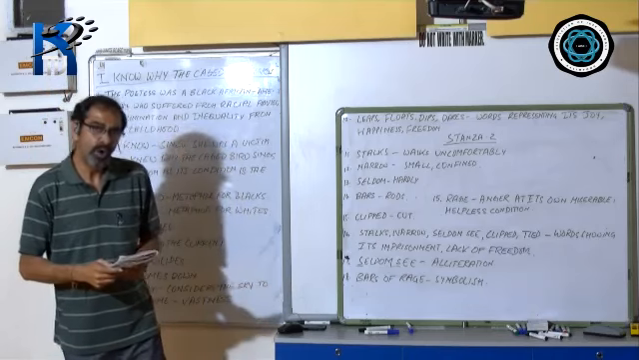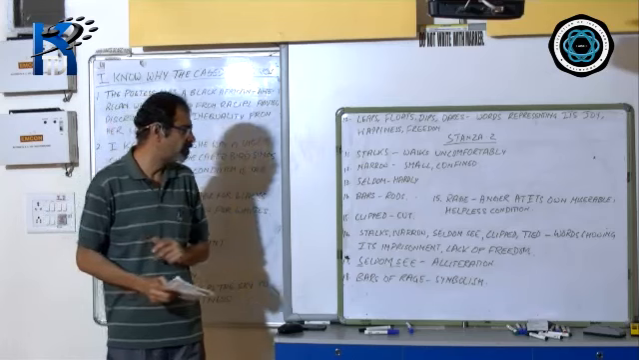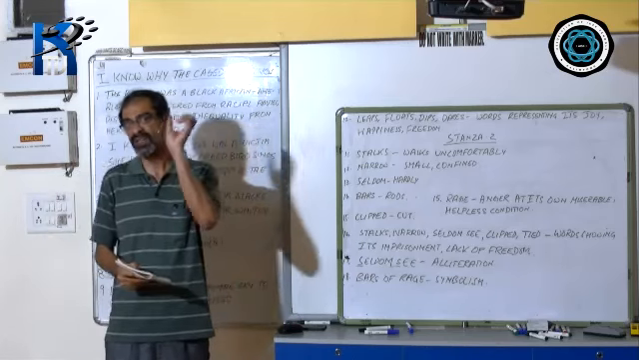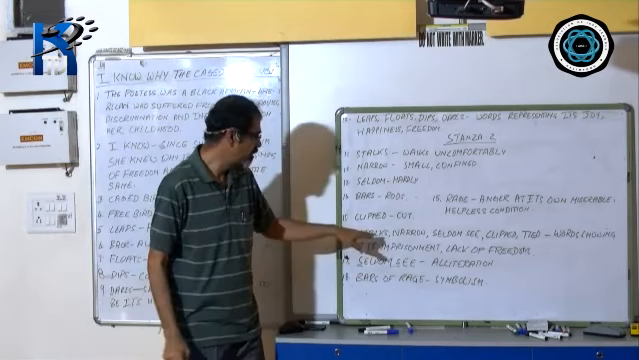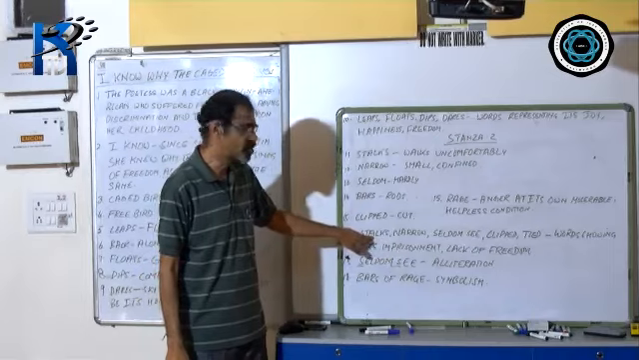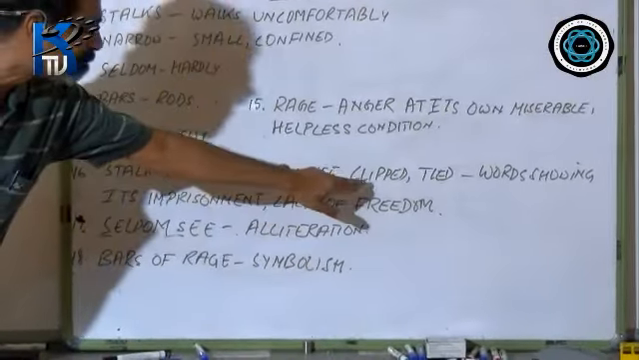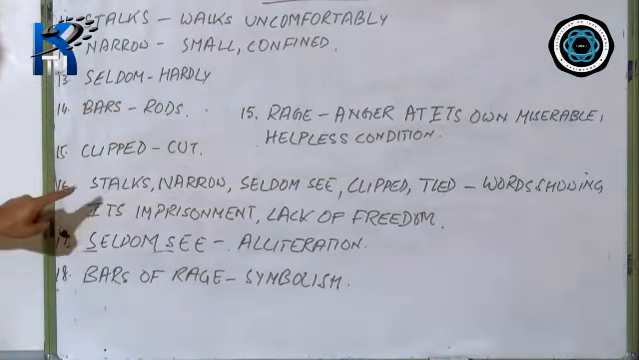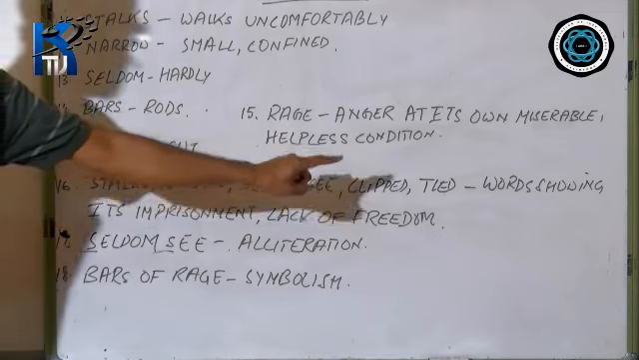Again, when you look at the second stanza, bringing out the condition of the caged bird, you will see again the poetess has chosen certain words very carefully. Look at the words: stalks, narrow, seldom see, clipped, tied. These words are showing its imprisonment and lack of freedom.